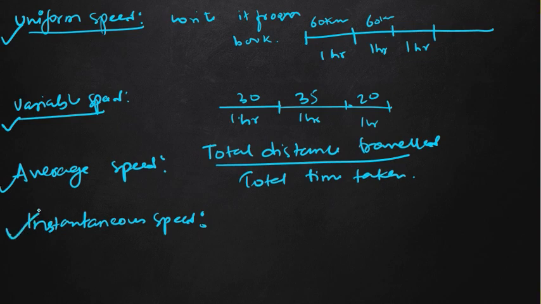Okay, so these are all the parts of speed. All are scalar quantities: uniform speed, variable speed, average speed, and instantaneous speed. These are all scalar quantities, and these are the parts of speed. Next we will move to velocity. This will be our fourth topic, that is D, velocity.